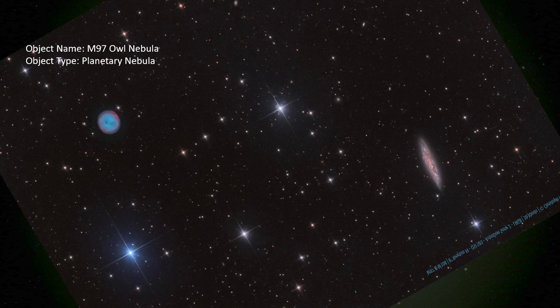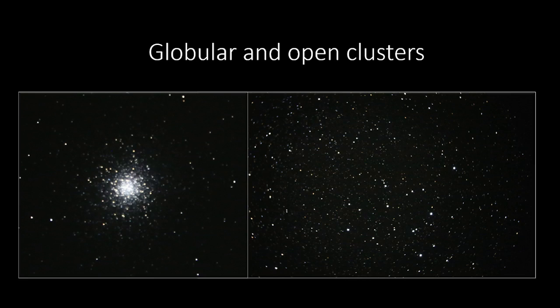Cool, so let's carry on because we've still got quite a few more to get through now. James is going to do the next 2 categories, the globular and open clusters. Do I need to change? Possibly, yeah.